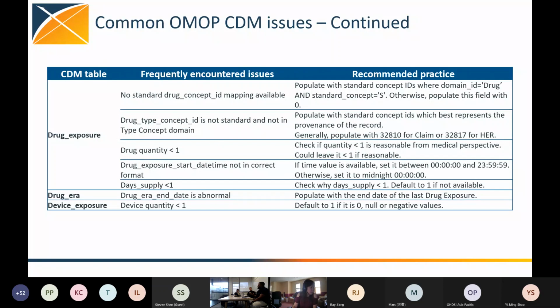Let's see. Silva posted something. It's not the missing per se, because the outpatient medication is usually a one-time dispensing. But what is the question here? Sorry. Trying to see what the question was that was posted. The question was, for outpatient, how do we infer the drug end date? How do you infer the drug end date?